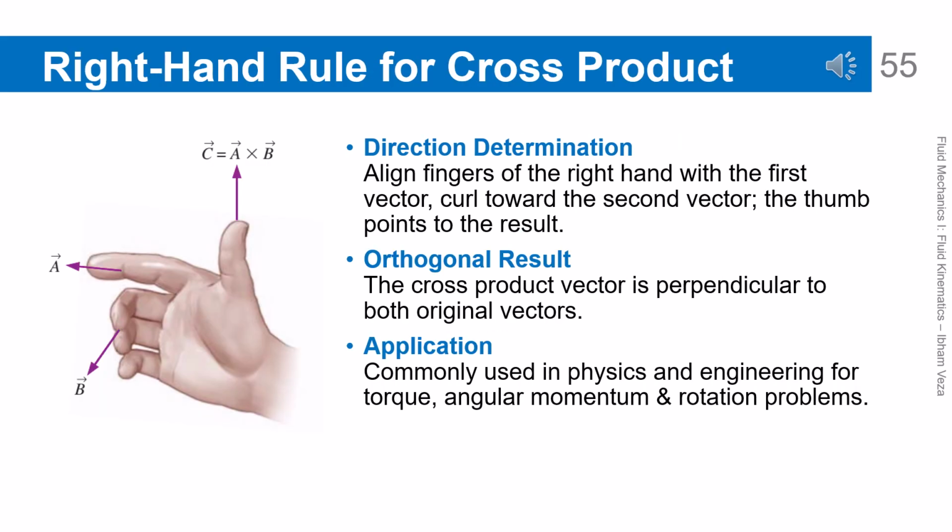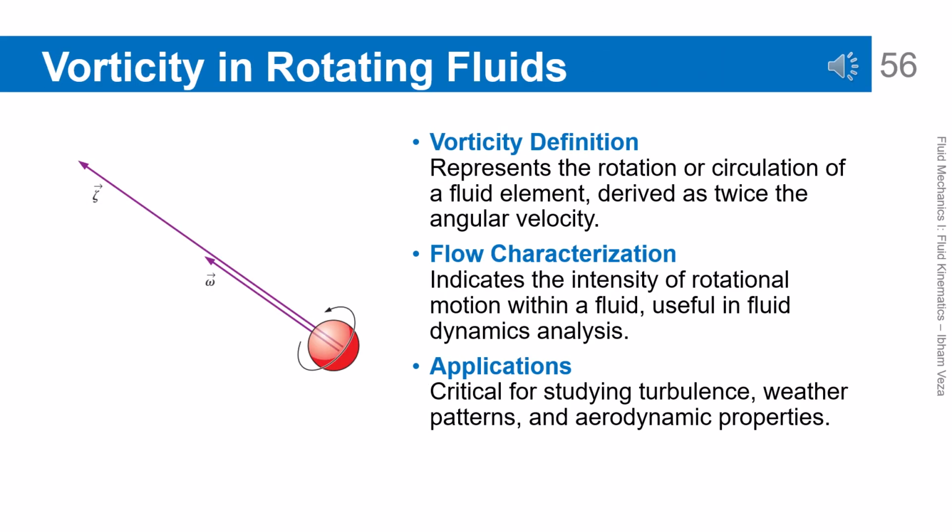Right-hand rule for cross product. The right-hand rule is used to determine the direction of the cross product of two vectors. The fingers are aligned with the first vector and curled toward the second vector. The thumb then points in the direction of the resulting vector. The cross product result is always perpendicular to both original vectors. This rule is very important in vector analysis in fluid mechanics.